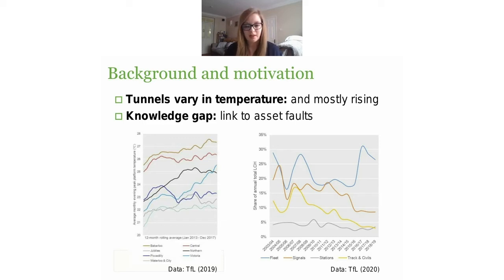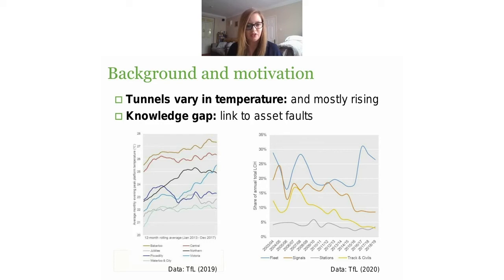Similarly, the types of delays that take place vary over time, depending on the asset. On the right here is a graph of some of the different asset types and the types of measured delays owed to those types of infrastructure. You can see that the fleet, which is the rolling stock, or the trains themselves, faults due to them are quite variable and have a greater share of proportion of delays over time, as opposed to signalling, station and track related failures, which are also quite considerable, but over time have shown some sign of decline.